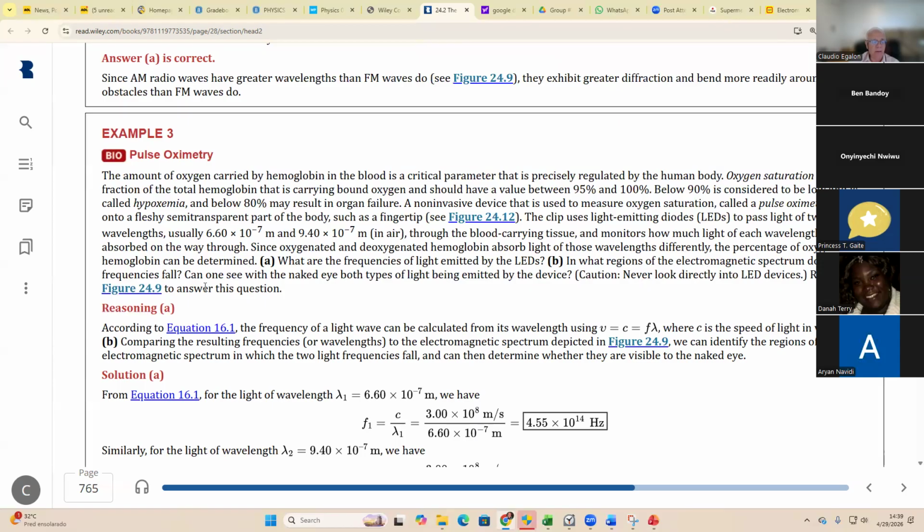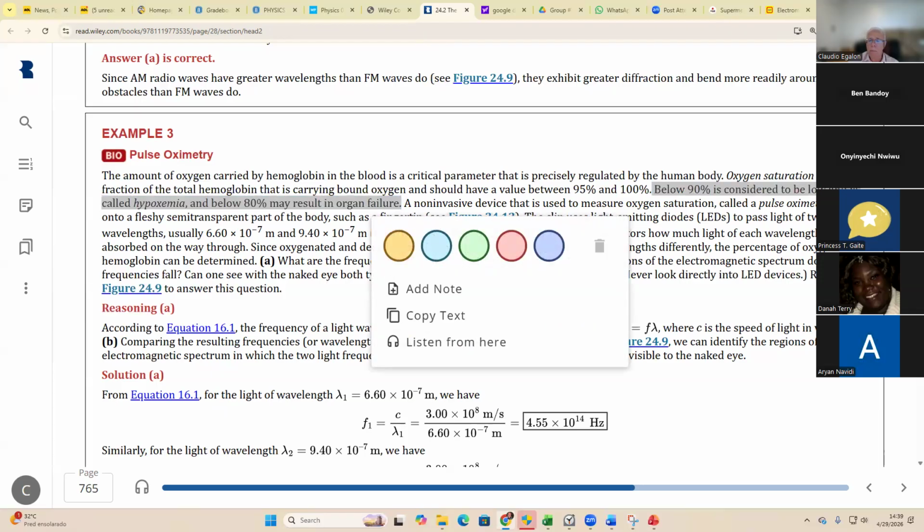Okay, it's just a very simple device that shines red light through your finger and shines infrared light through your finger. And oxygenated hemoglobin and deoxygenated hemoglobin absorb light of those two wavelengths differently. So just by measuring the intensity of those two lights after the finger, we can determine if the blood is oxygenated or not. Okay? So below 90% is considered to be low and is called hypoxemia, and below 80% may result in organ failure. Okay.